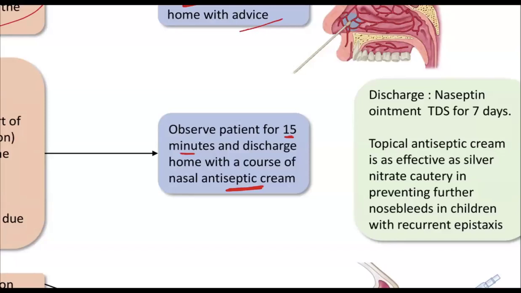What is the importance of an antiseptic cream? Studies have shown that it prevents the recurrence, especially in the pediatric age group, and it has to be prescribed for 7 days. Okay, antiseptic creams like Naseptin, you can use it, or any antiseptic cream can be used.